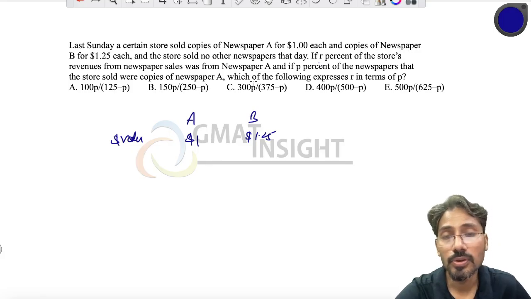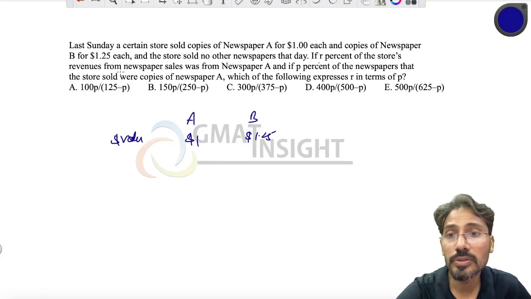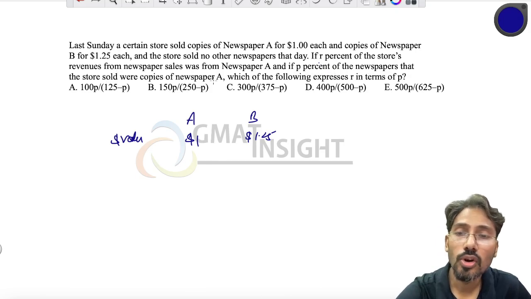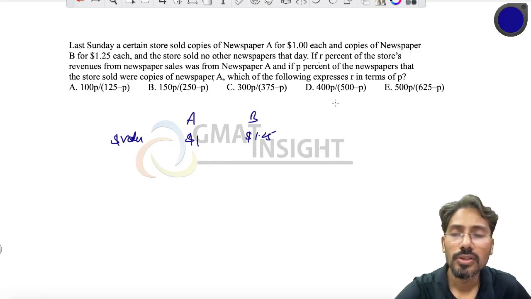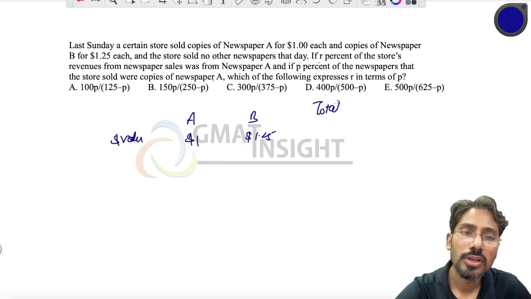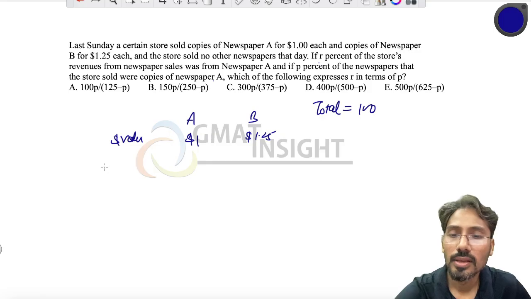and P% of the newspapers that the store sold were copies of newspaper A. Let's assume that the total copies the store sold was 100. That means the number of copies of A will be P, because P% of the newspapers were copies of A, and B's copies will be 100 minus P.